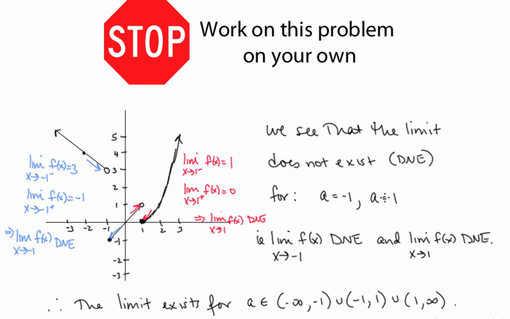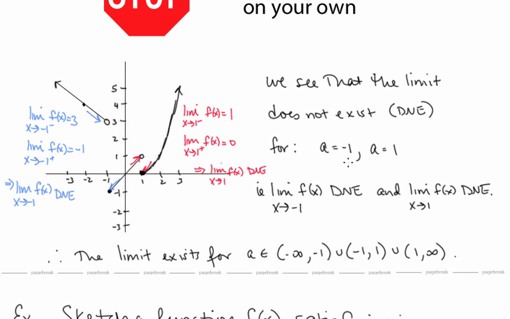So we can see that the limit does not exist for a equals negative 1 and for a equals 1. Let's remove those two values from the domain of this function, and then we'll have the set of values for a for which the limit exists. So for a in negative infinity to negative 1, union negative 1 to 1, union 1 to infinity, all open intervals, the limit as x goes to a of f of x exists.